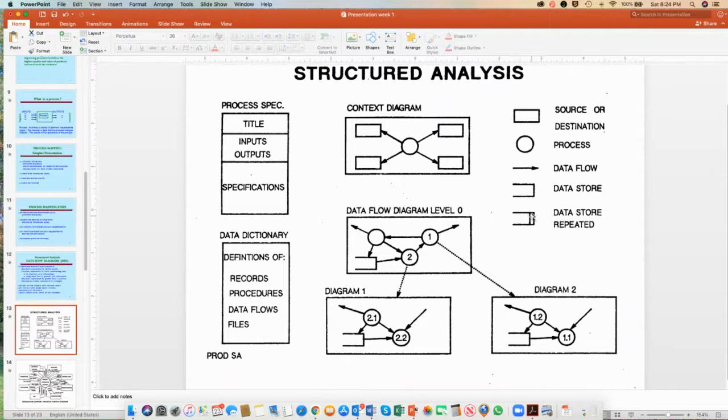So now what you do is you have data stores. So the idea of data stores is places you keep the data. Okay?